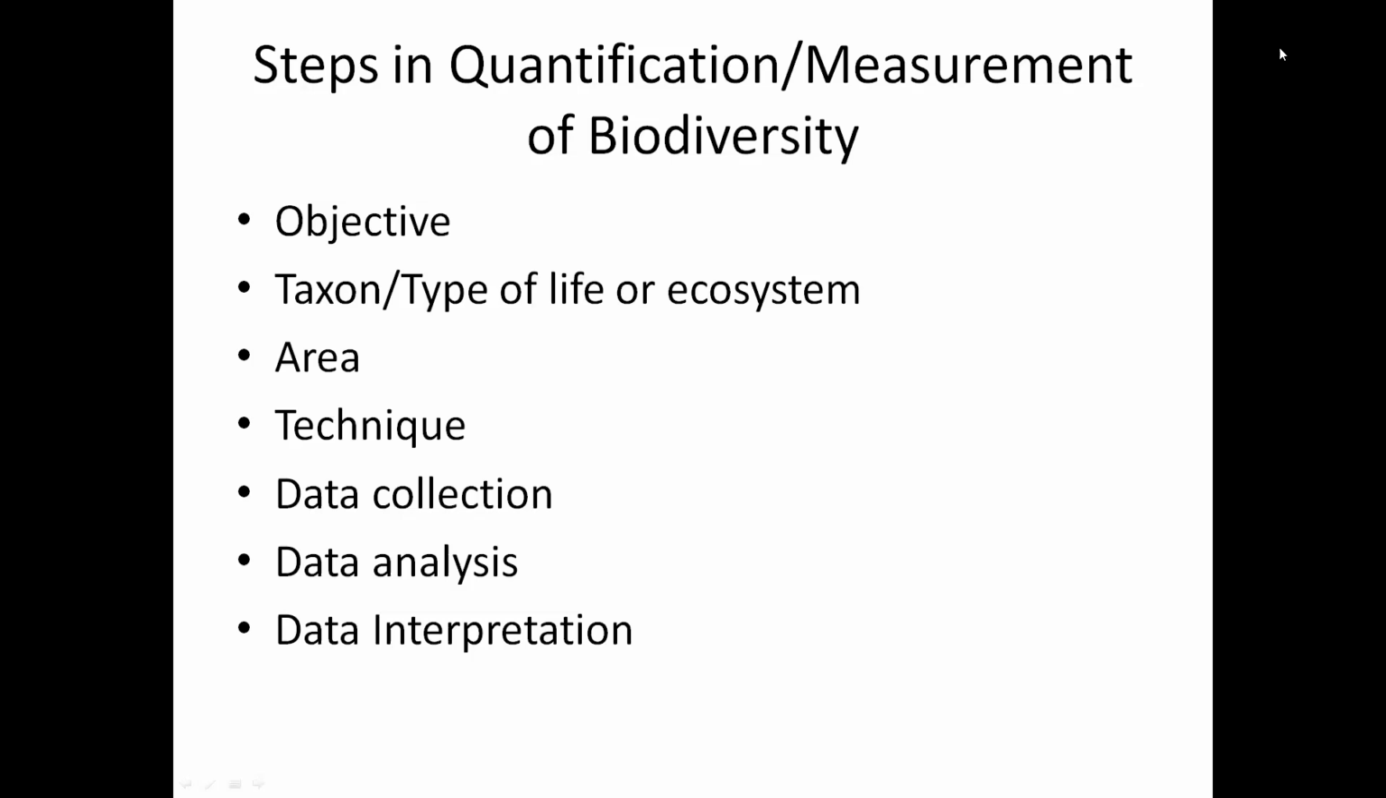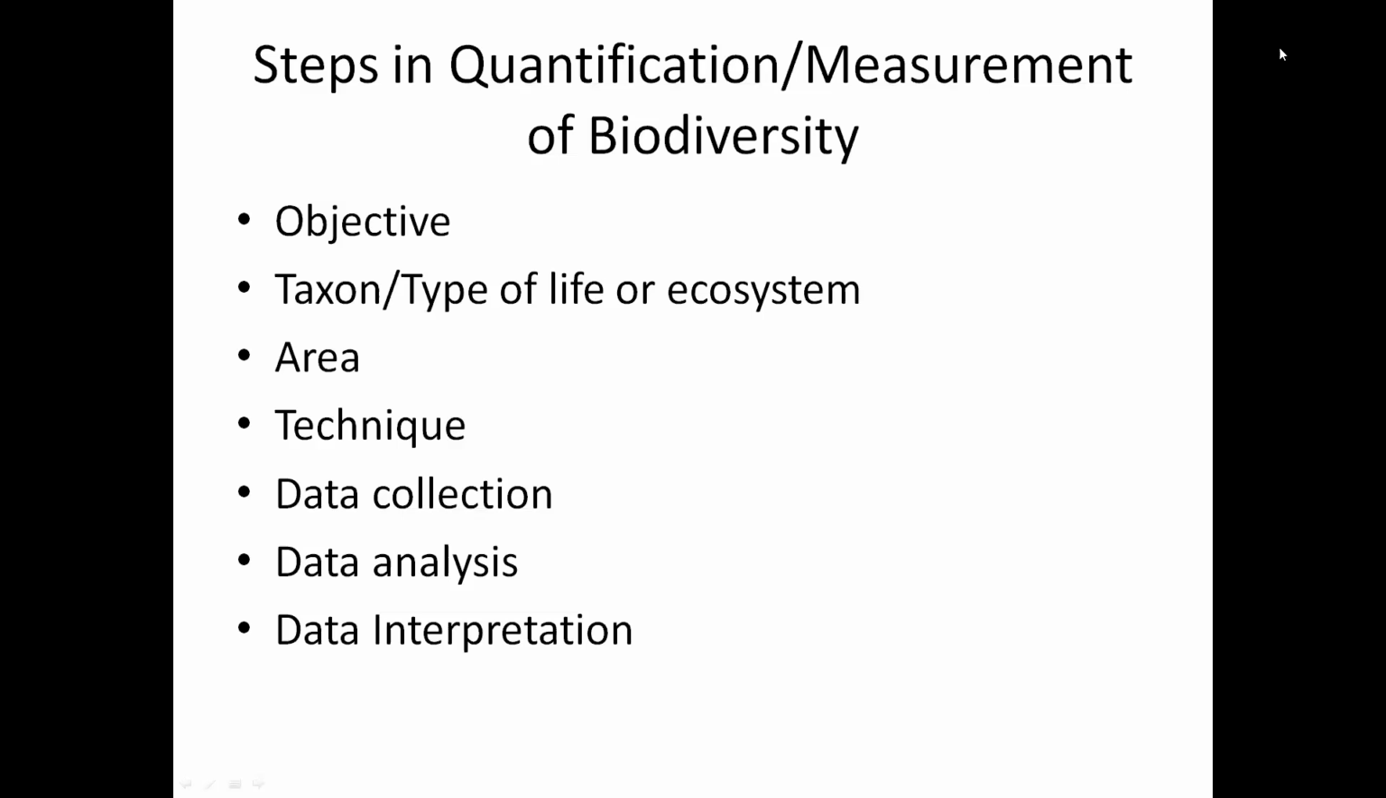The other is, what are you sampling? What are you looking at? The taxon, or the type of life, or the type of ecosystem that you are looking at. For example, at Mula we have started looking at two things primarily to start with, and we will go to more. One is, of course, trees and other flora. The other is fauna, in which we have started with birds. So if I have to measure the diversity of birds, then my technique has to be fixed like that.